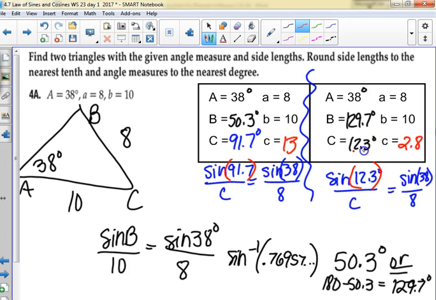Shortest side is across from shortest angle. I don't know if you remember this rule, but remember the sum of any two sides has to be greater than the third. Can a triangle have sides of 8, 2.8, and 10? Yes, it couldn't have 2, 8, and 10 because it has to be greater. Anyway. All right, moving on.